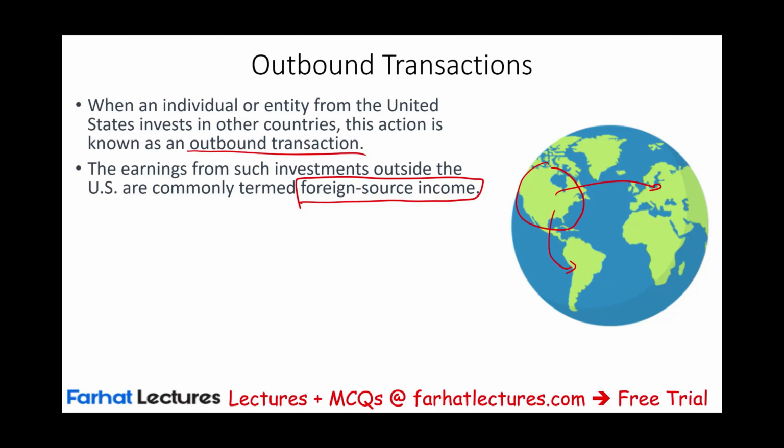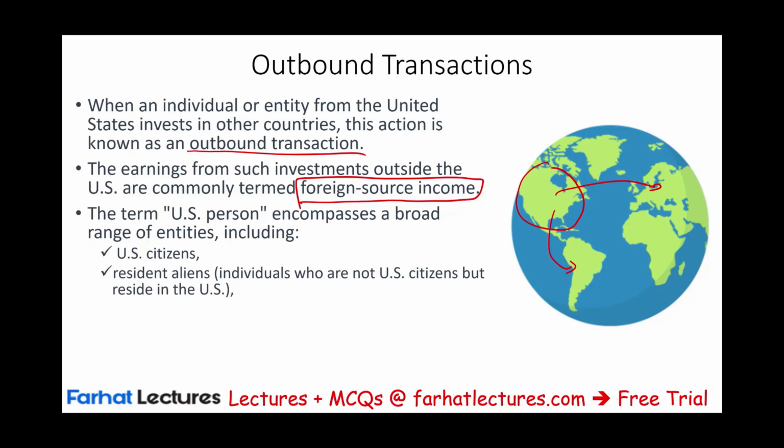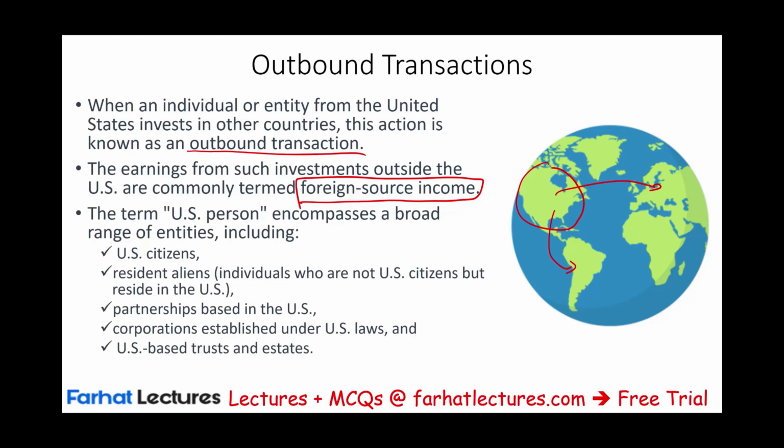Now, we already looked at sourcing income. You want to make sure you are familiar with what is foreign source income versus US source income. The term US person, when we say US person, it doesn't mean only an individual. It could mean an individual, a US citizen. It could also mean a resident alien, which is not a US citizen but resides in the US with a green card, a partnership based in the US, a corporation established in the US, or a trust or an estate. So a person doesn't have to be one individual. Don't think about one individual. In this session, we will discuss how that person is taxed. Let's go ahead and get started.